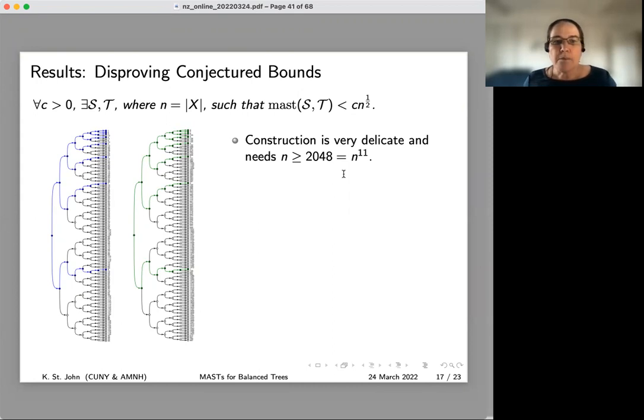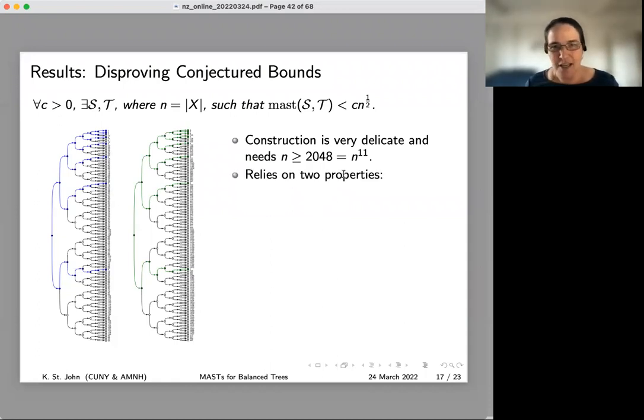Why? Lower than that, it seems we couldn't find a counterexample. So part of the reason we think that Martin and that came up with this conjecture is, for these smaller trees, you can't quite pack enough stuff in there to get something less than n to the 1/2.